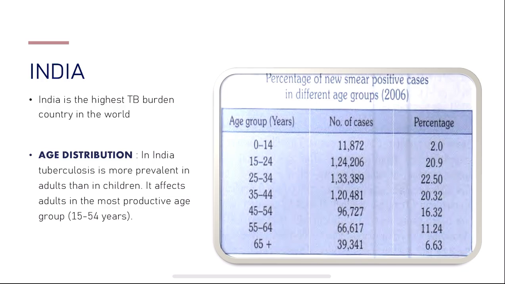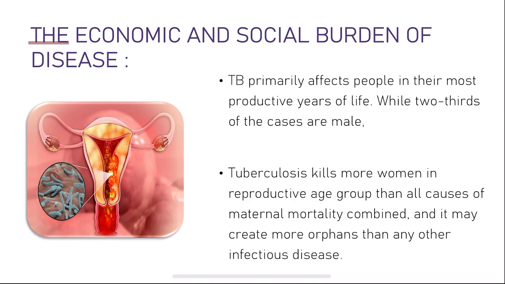Even in that, the age group of 25 to 35 has the highest number of cases, that is 1,33,386 cases and 22.50%. And the economic and social burden of disease: TB primarily affects people in their productive years of life, where 2/3 of the cases are male.